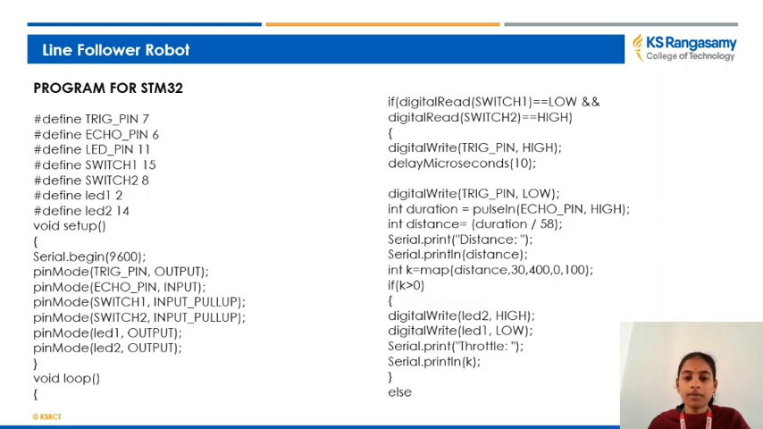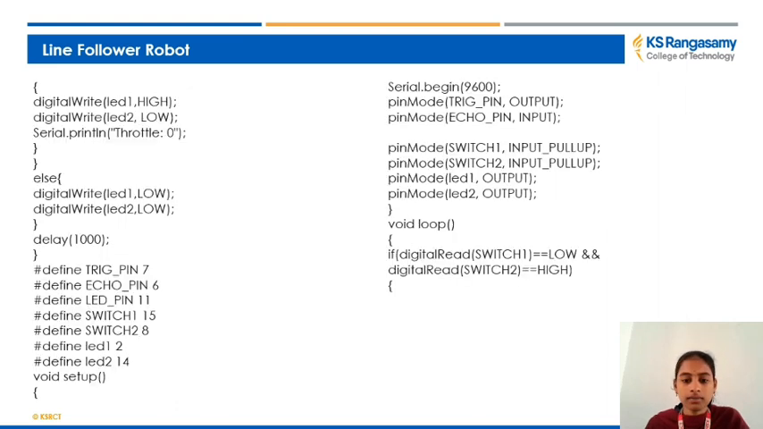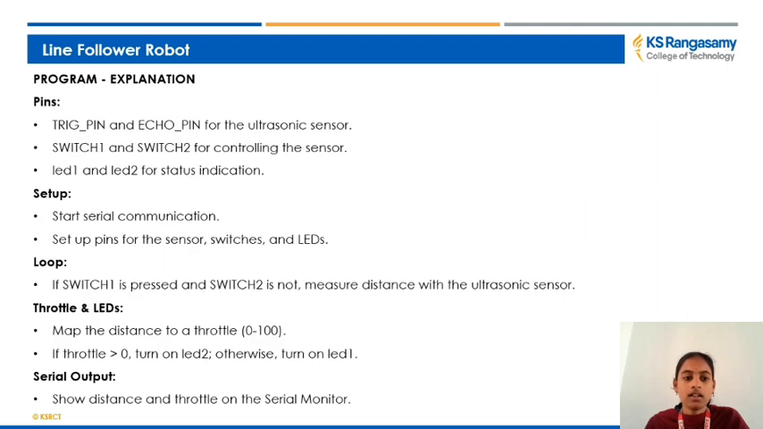In the program for STM32, it checks if digitalRead switch 1 is low and digitalRead switch 2 is high, and uses map for distance readings of 30, 400, 0 and 100, in ping mode. Here is the program explanation: the pins are the trig pin and echo pin for the ultrasonic sensor, switch 1 and switch 2 for controlling the sensor, and LED 1 and LED 2 for status indication.